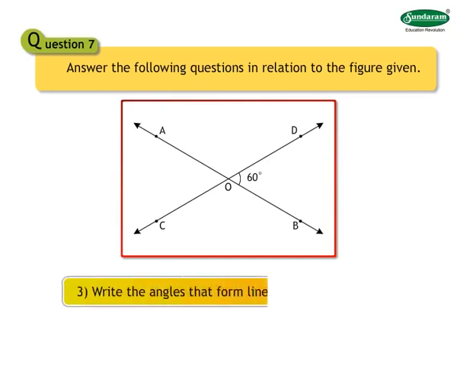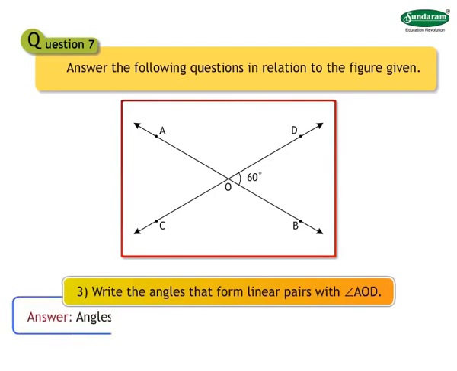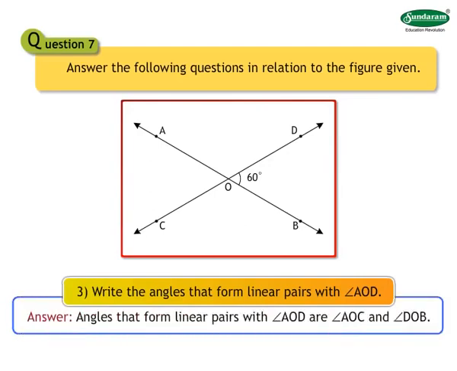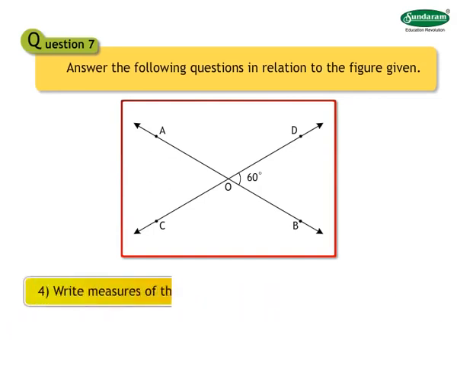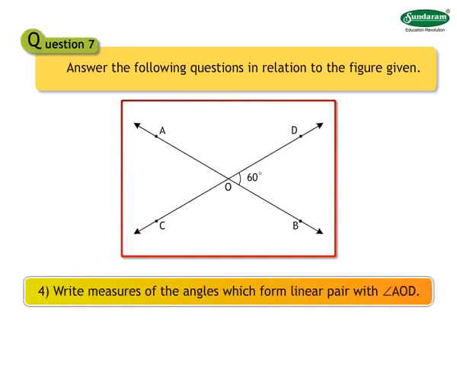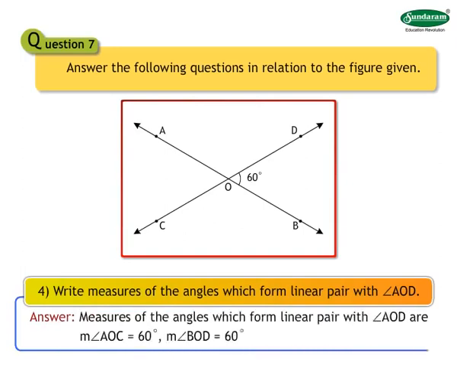Number 3. Write the angles that form linear pairs with angle AOD. Answer. Angles that form linear pairs with angle AOD are angle AOC and angle DOB. Number 4. Write measures of the angles which form linear pair with angle AOD. Answer. Measures of the angles which form linear pair with angle AOD are measure of angle AOC is equal to 60 degrees, measure of angle BOD is equal to 60 degrees.